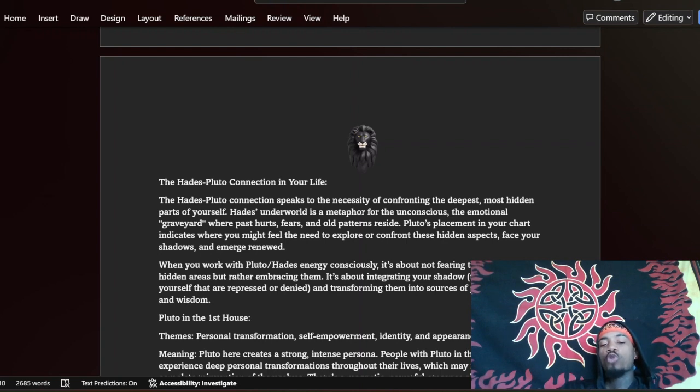So now, when you work with Pluto or Hades energy consciously, right, it is about not fearing these deep hidden areas, but embracing them, right? It is about integrating your shadow, the parts of yourself that are repressed or denied, and transforming them into sources of personal power and wisdom. Now, what y'all been waiting on.